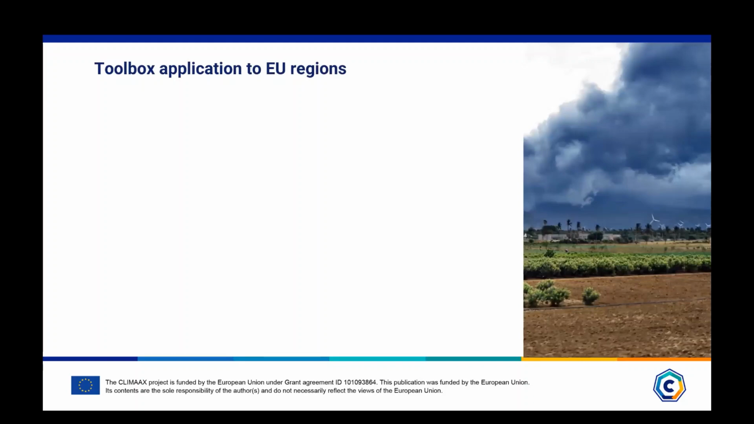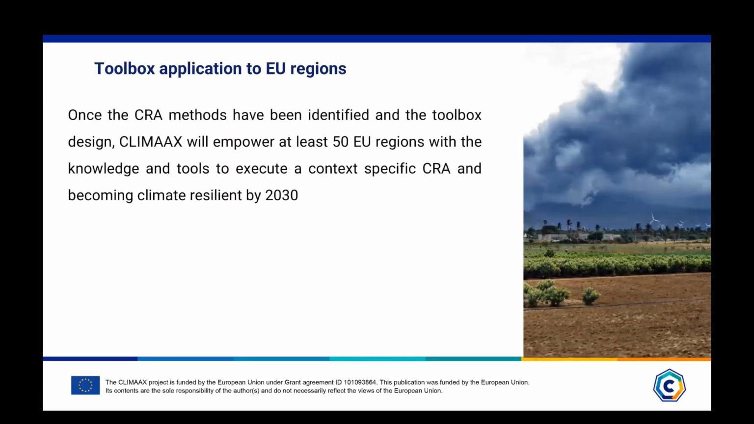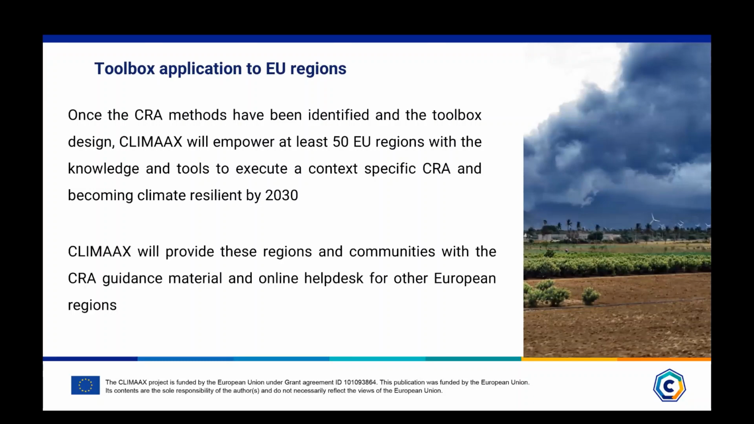And then the toolbox that we first designed together with only 5 pilot cases will also be upscaled to at least 50 European regions. The idea is that this project will empower these regions with both the knowledge and the tools to develop their own climate risk assessment and become climate resilient by 2030. So the main output and objective of Climax is to provide these regions and communities with the climate risk assessment guidance for developing their own risk assessment. And this, of course, can be applied to any other regions.